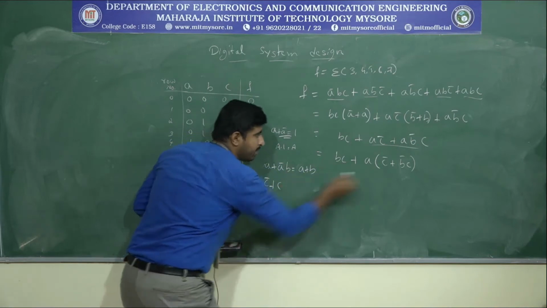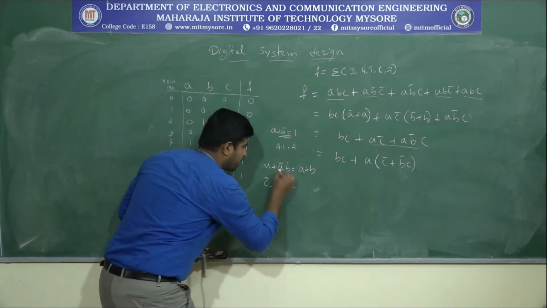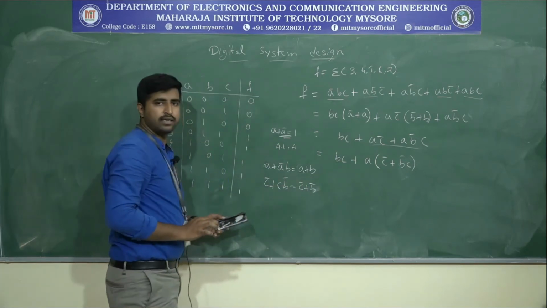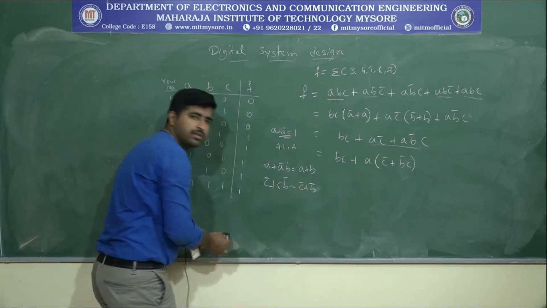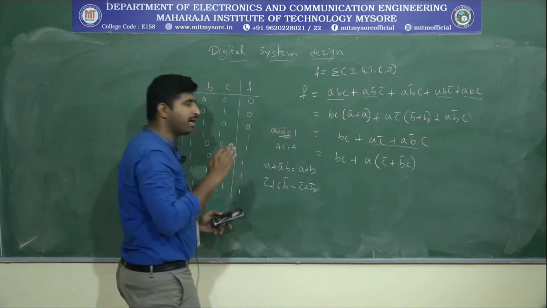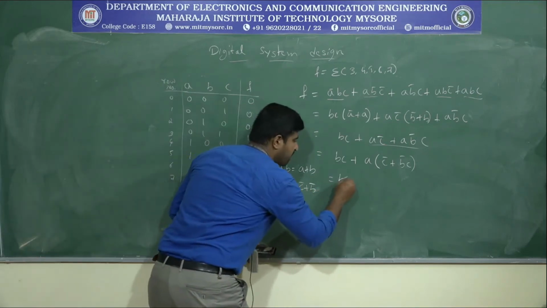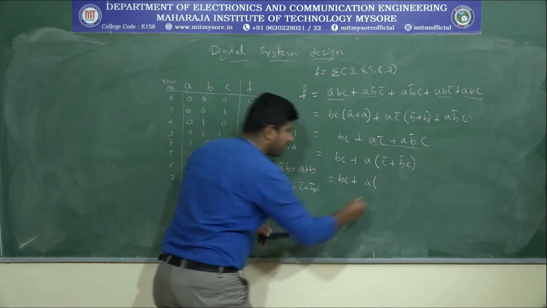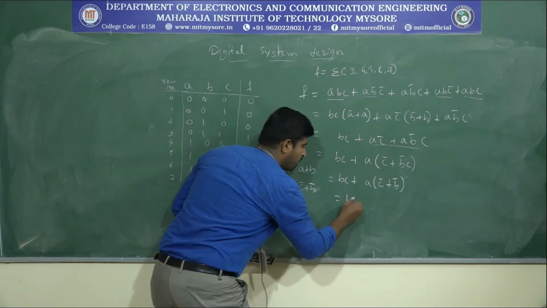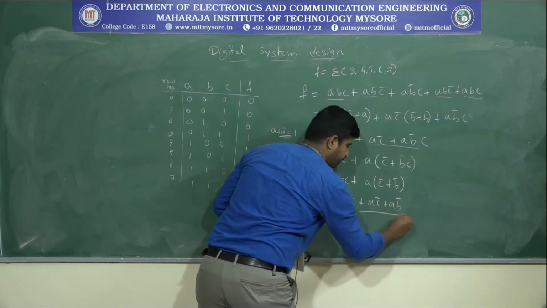And the other term, B, is here replaced by B bar. So this corresponds to A plus B; similarly, this corresponds to C bar plus B bar. I hope you have understood this. So now we can replace C bar plus B bar C by C bar plus B bar. That means BC plus A into C bar plus B bar, which equals BC plus A C bar plus A B bar.